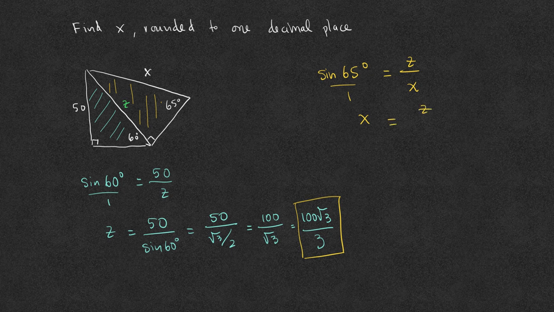x is z over sine of 65 degrees, where z is 100 root 3 over 3, and sine of 65 degrees is not an exact number because 65 degrees is not one of the special angles on the unit circle. Therefore, to obtain the result, we would need to use a calculator. Make sure our calculator is set in degrees mode because for 65, the unit is degrees. We should get 63.7 rounded to one decimal place.